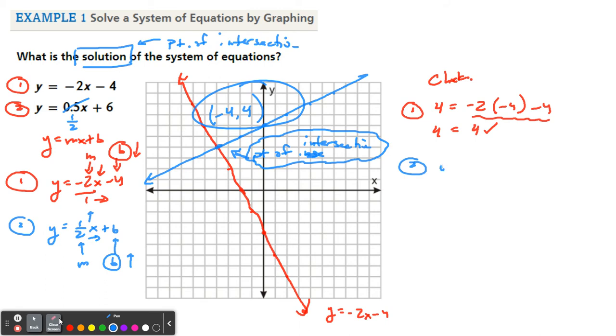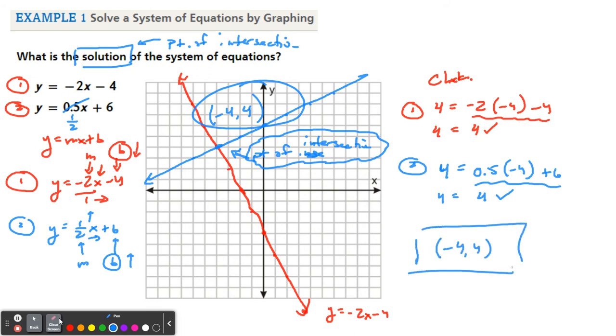So now my y is 4, so 4 equals 0.5 times negative 4 plus 6. Simplify this. Half of negative 4 is negative 2. Negative 2 plus 6 is 4, and it checks out. And we're good. So this is my solution. My solution is negative 4, 4. And that's what we're looking for here when we graph these.